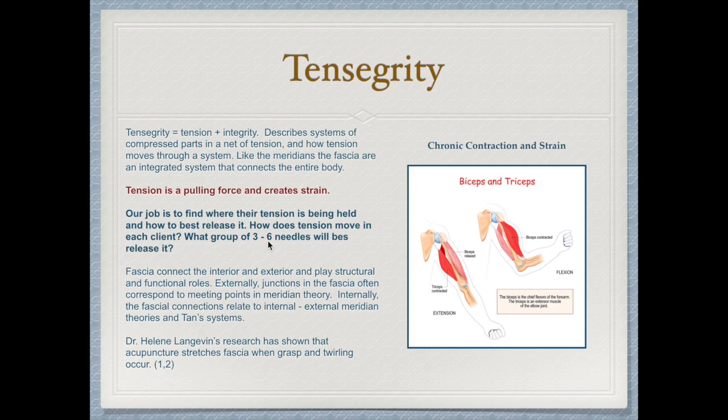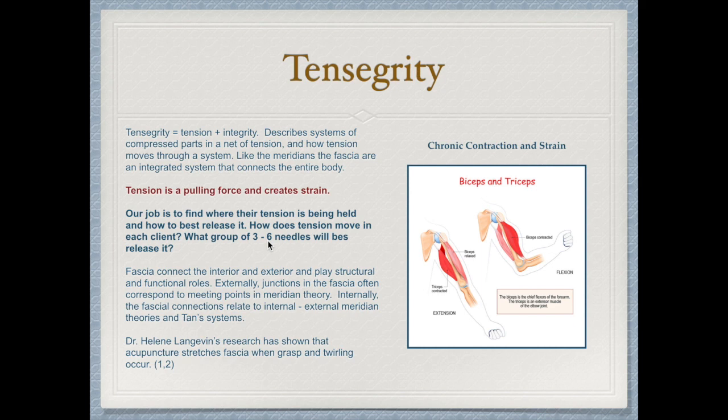Internally, the fascial connections relate to internal, external meridian theories and Tan systems. Okay, so if we look at the internal anatomy of the fascia as it relates to the visceral fascia and the way that the visceral fascia connect to more external structures, then we can also see a lot of correlations between Tan systems, meridian theories, and the anatomy of fascia.